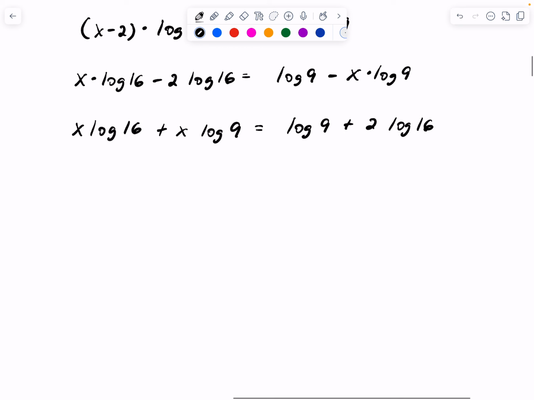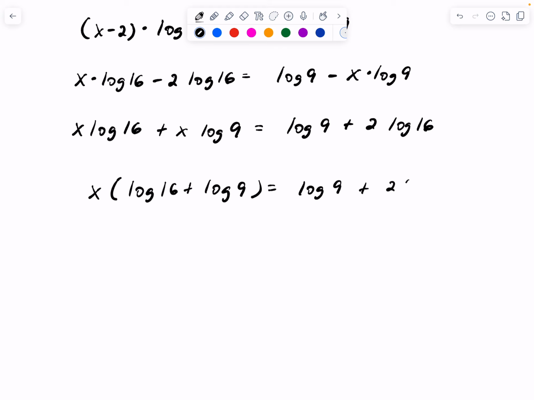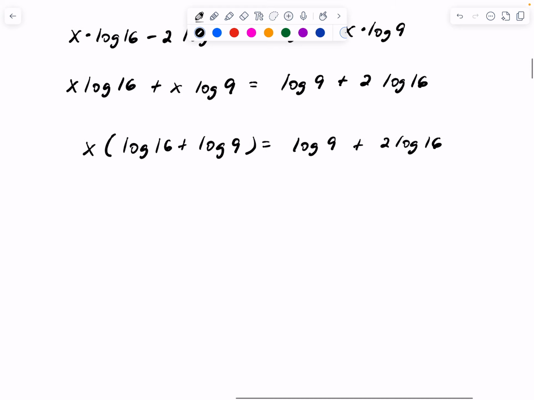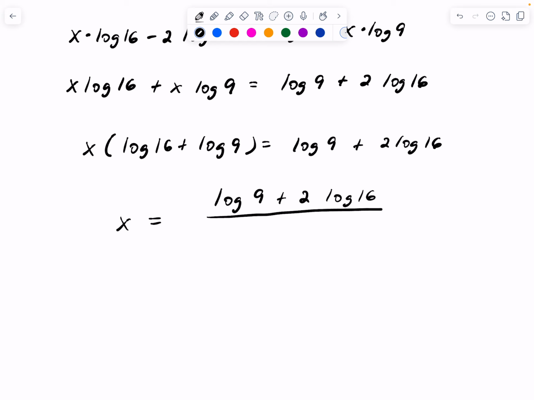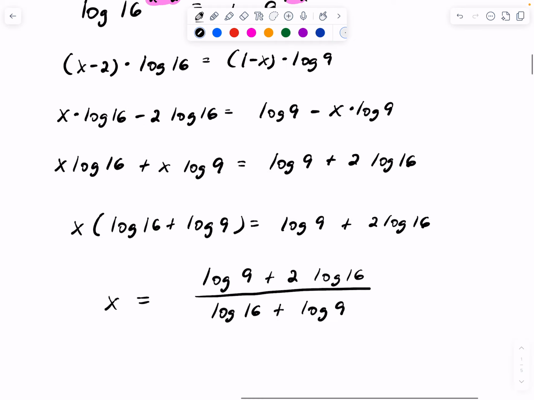All right, now you'll notice that my 2 expressions on the left side have an x in common. So I'm going to factor out an x to get the log of 16 plus the log of 9 equals the log of 9 plus 2 times the log of 16. So to get x by itself, I'm going to write x equals, and to move this log of 16 plus log of 9 over, I'm going to use division. So it's the log of 9 plus 2 log of 16 all over the log of 16 plus the log of 9.